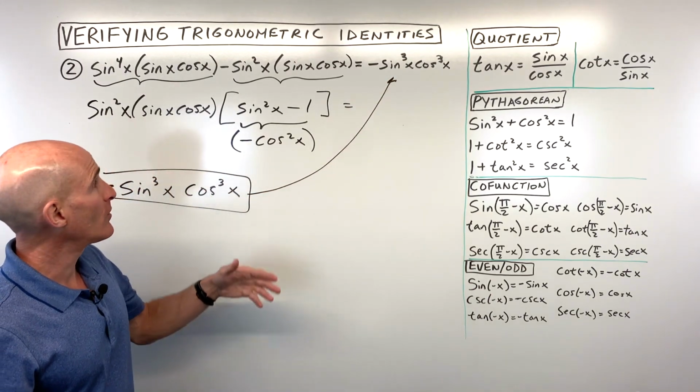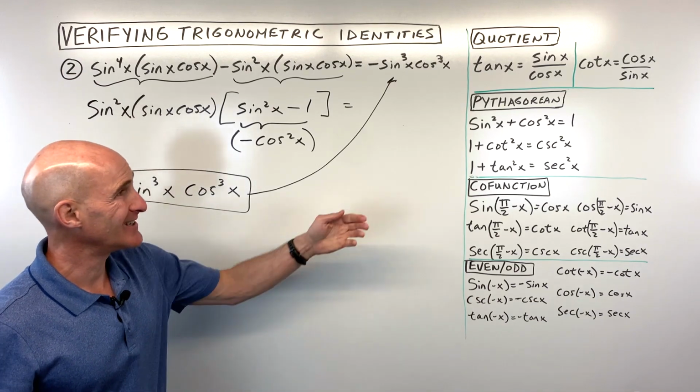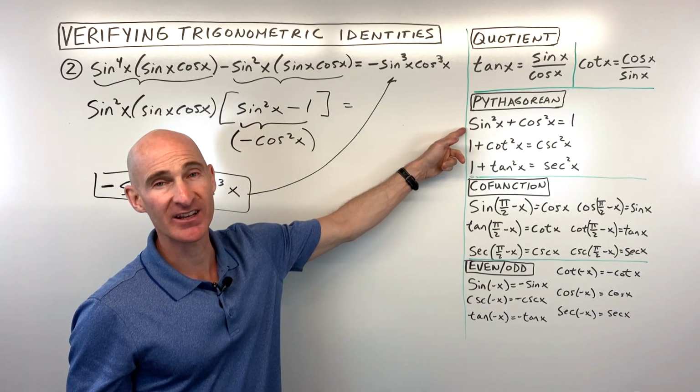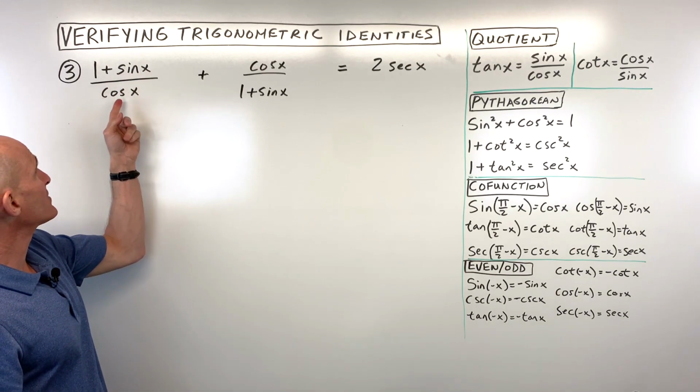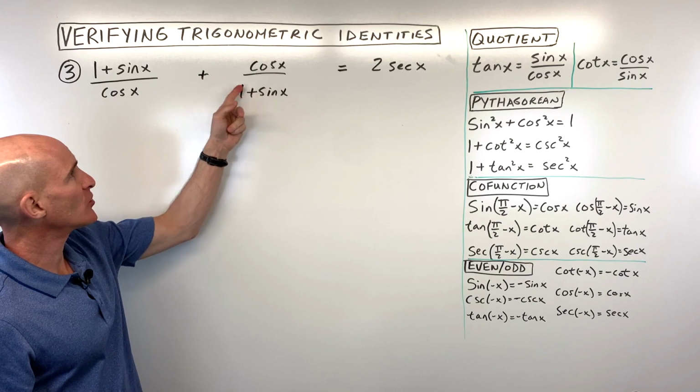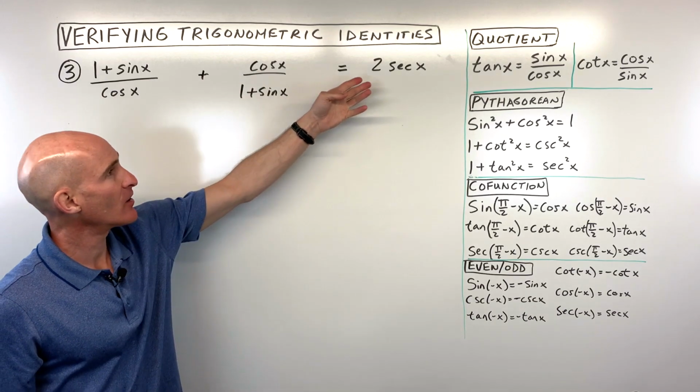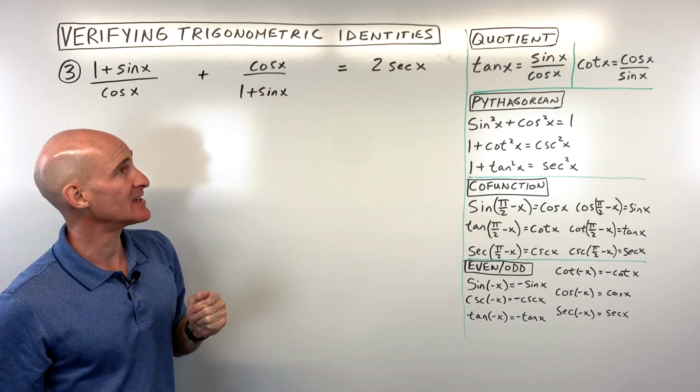So in this example, it was more of a factoring example in addition to using the Pythagorean trig identity. Okay, see if you can try number 3. Go ahead and pause the video. We've got 1 plus sine x over cosine x plus cosine x over 1 plus sine x. We're trying to prove that equals 2 secant x.